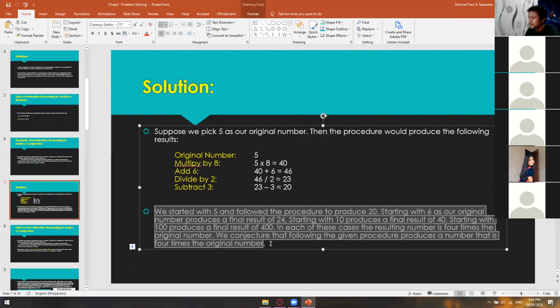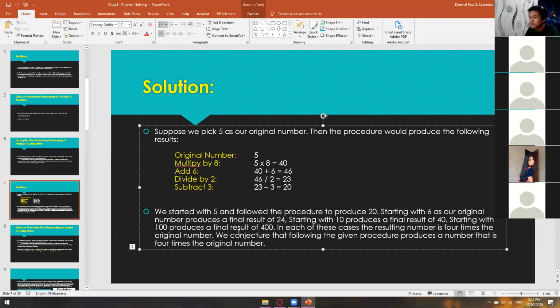Okay, so here's the explanation. So we started with 5 and followed the procedure to produce 20. Starting with 6 as our original number, produces a final result of 24. Starting with 10, produces a final result of 4. Oops! I got it wrong. I think I didn't put it in. Supposedly, there's an explanation here. Well, anyway, it's here already, wherein this is the process. This is what happened. Okay?